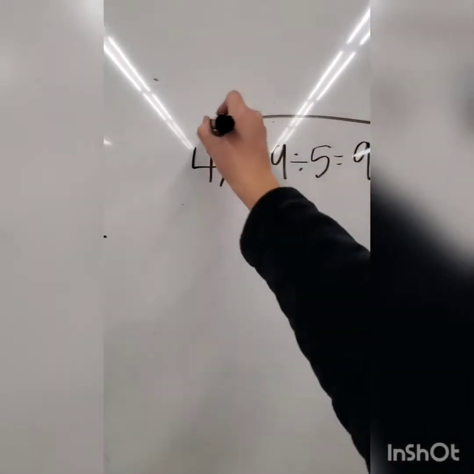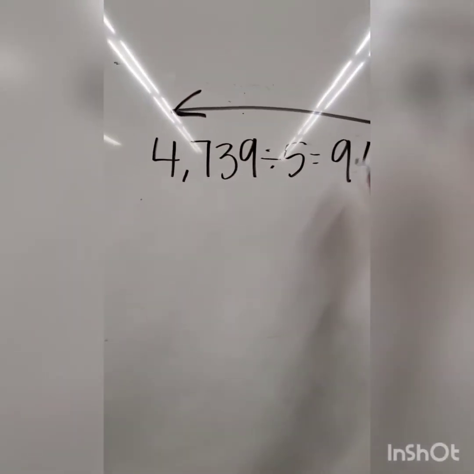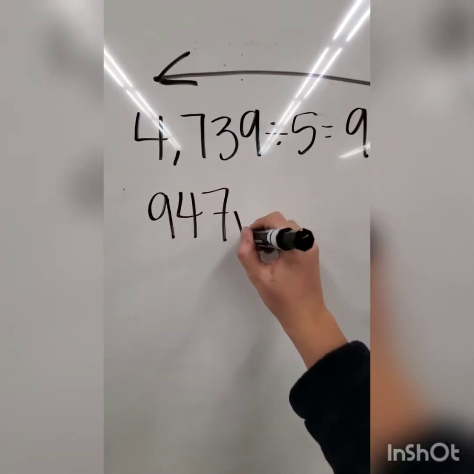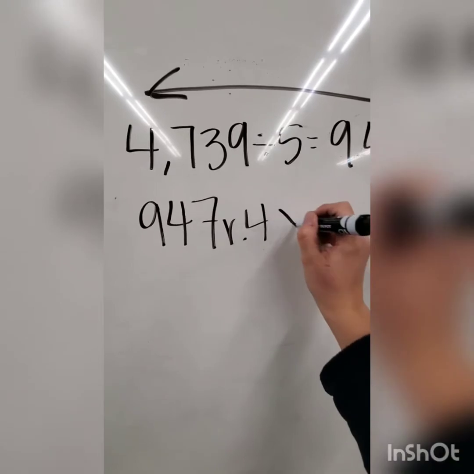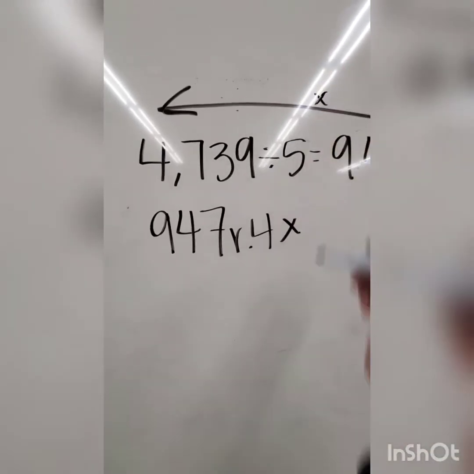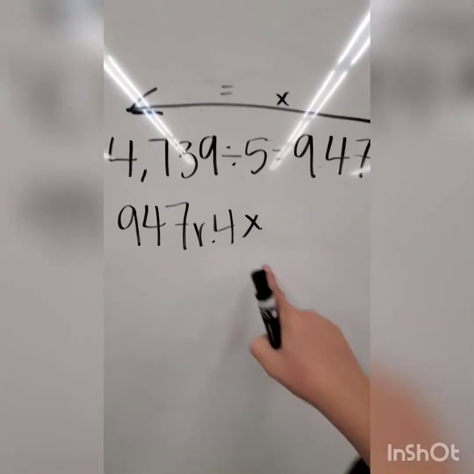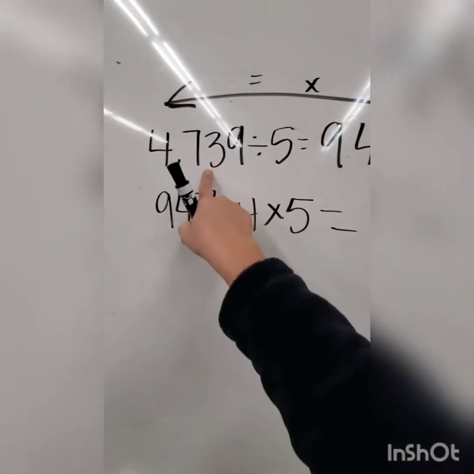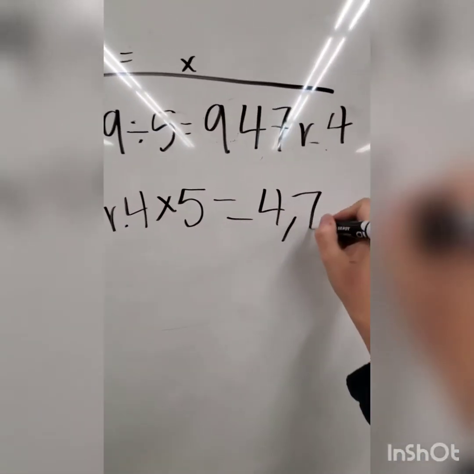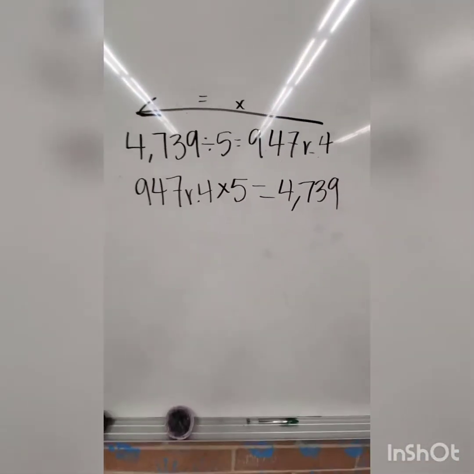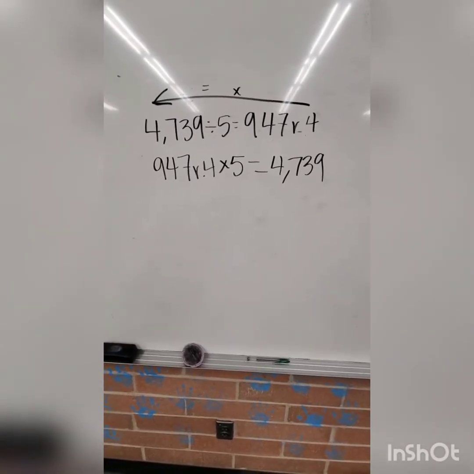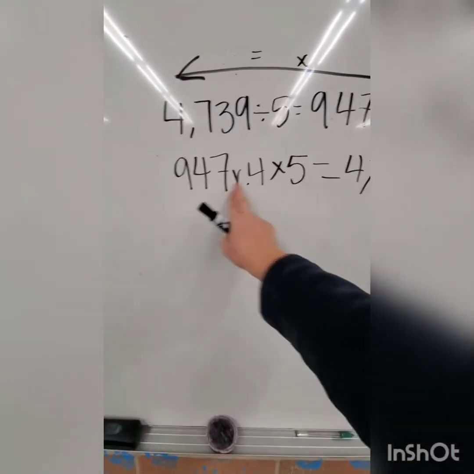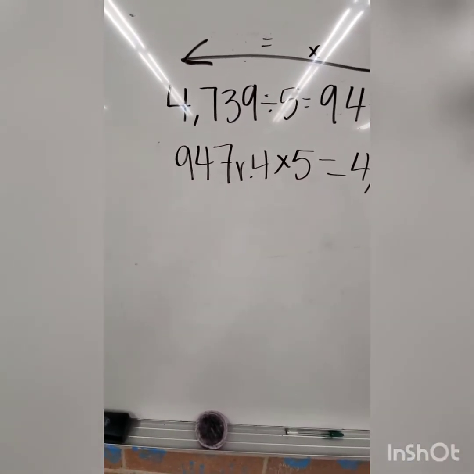We go backwards and we do, let me write it down here, 947 remainder 4 times, so we basically put times here and equals here, times 5 should equal 4,739 if we did it correctly. So this is where the area model comes in play, because we are multiplying a 3-digit number by a 1-digit number, which can be pretty difficult.